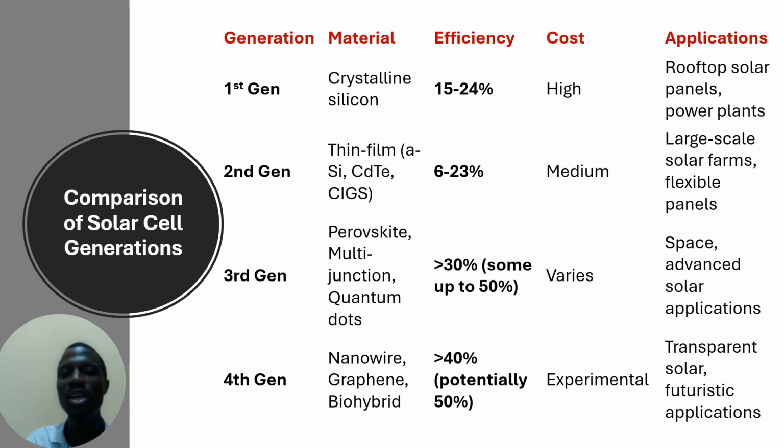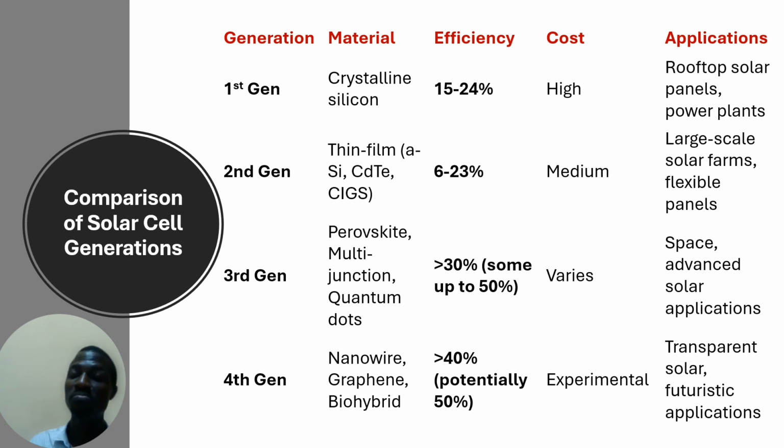The second generation, primarily thin film solar cell, which are amorphous silicon, cadmium telluride, and copper indium gallium selenide or sulfide or sulfoselenide in some cases. And you should not forget, we have other ones like cadmium zinc tin sulfide, cadmium zinc selenide or sulfoselenide. We have others as well, but you should know this. Then the expected efficiencies of thin film are between 6 and 23%.